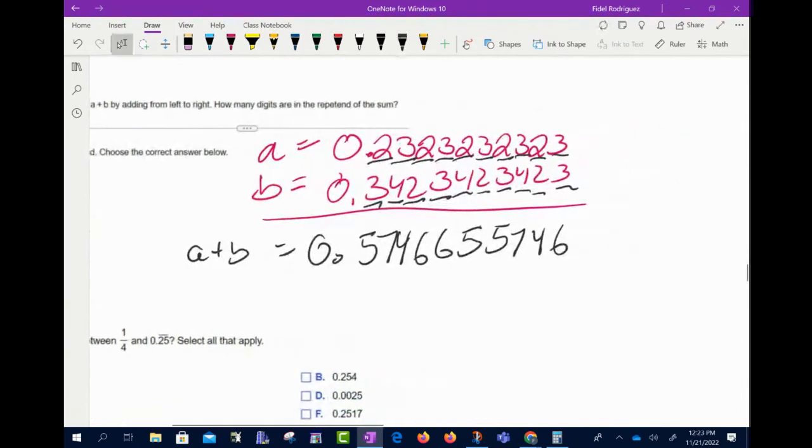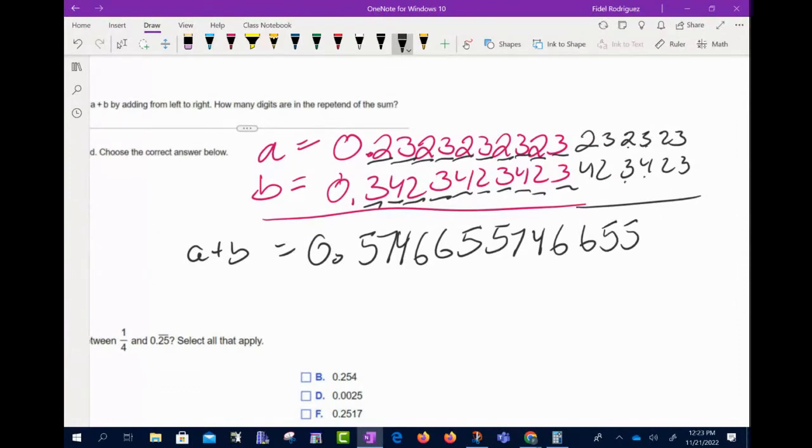Okay, I'm going to write a few more, y'all, because I want to make sure that I'm doing okay here. So I'm going to go 23, 23, 23. And what number was I adding? 342. So 342, 342, 3. Okay, let me keep going here. 2 and 4 is 6. 2 and 3 is 5. 2 and 3 is 5 again. 3 and 4 is 7. 2 and 2 is 4, and that's 6.